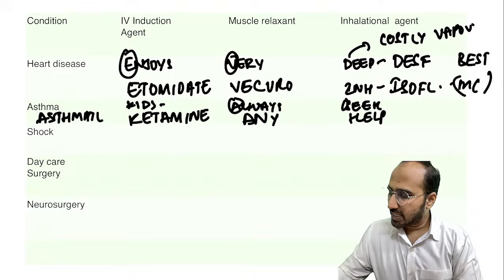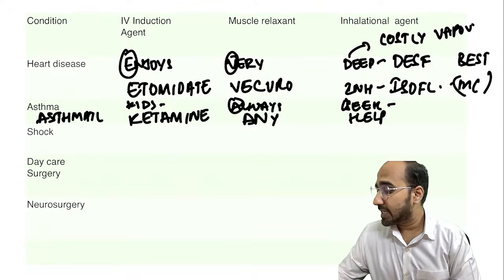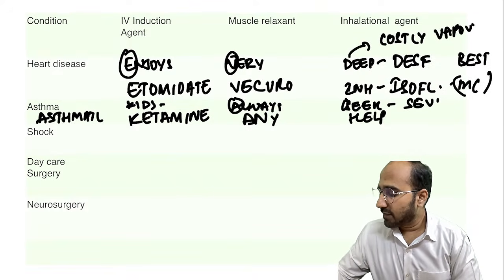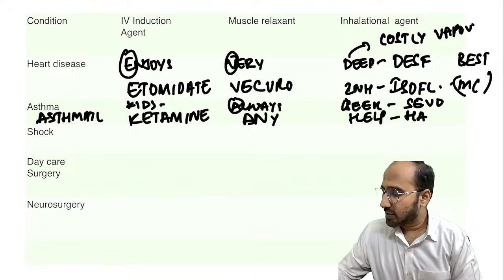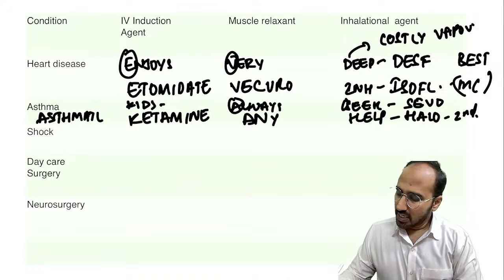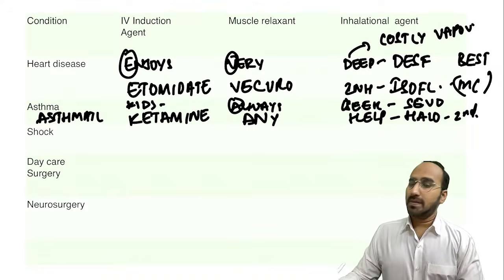Seek help. S and H stand for what? What is the inhalational agent of choice for asthma? Sevoflurane. Second best is what, guys? Halothane. Second best is halothane. Okay. Next, shock. For shock, what we need to remember?